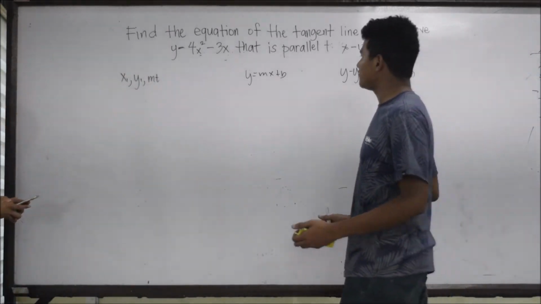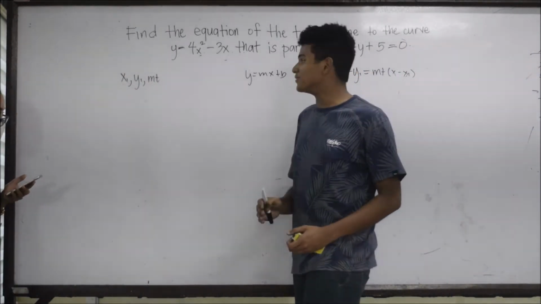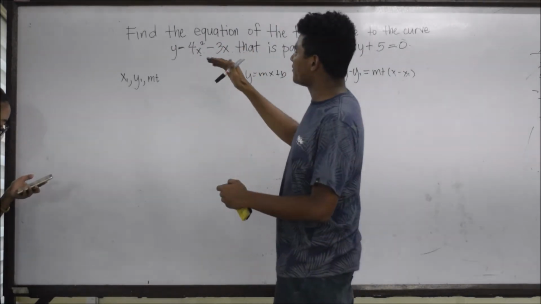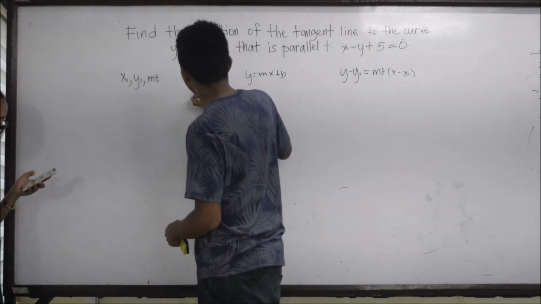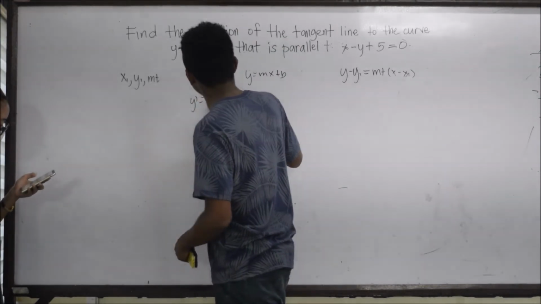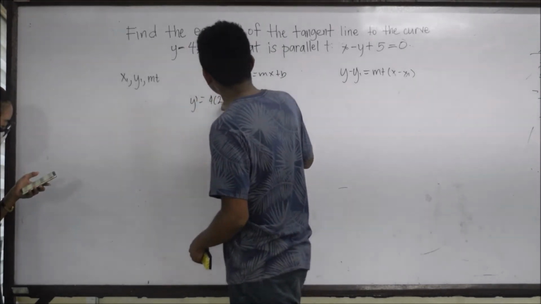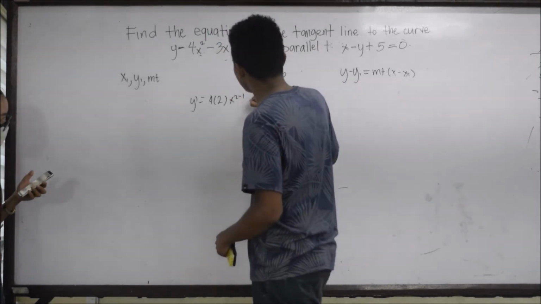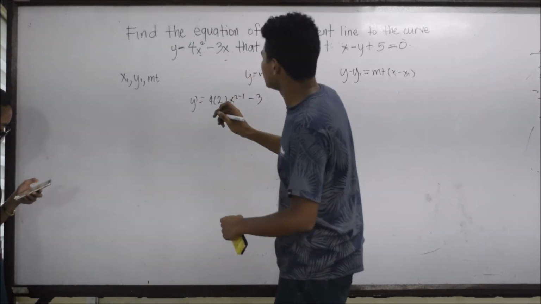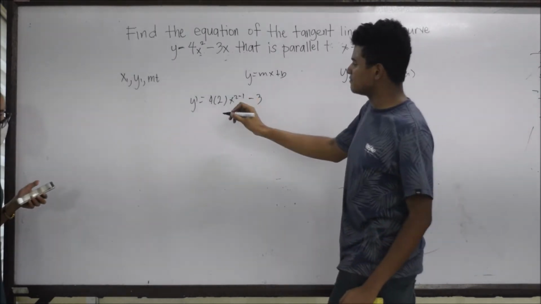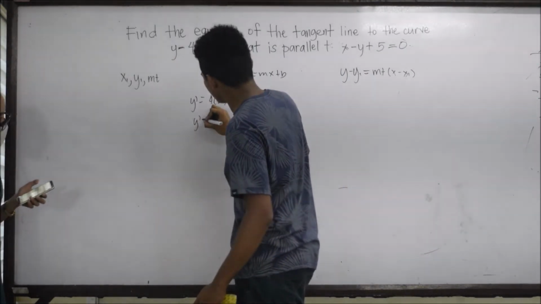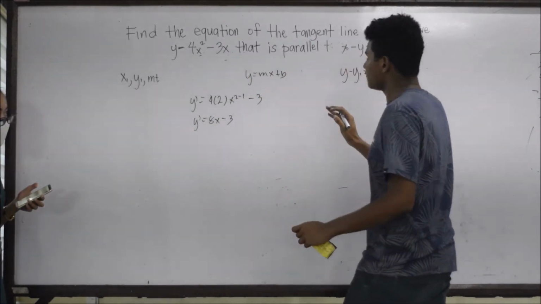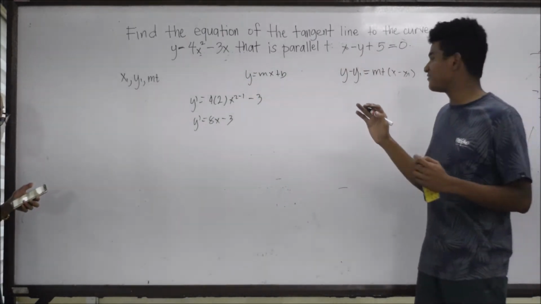So in finding the derivative of the curve, we're going to use the power rule. From y is equal to 4x squared minus 3x, the power rule will change the equation into y prime is equal to 4 times 2 times x to the power of 2 minus 1, minus the coefficient of 3. So this becomes y prime is equal to 8x minus 3. So we finished the derivation of this.